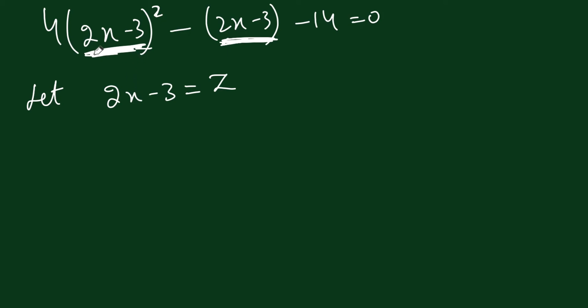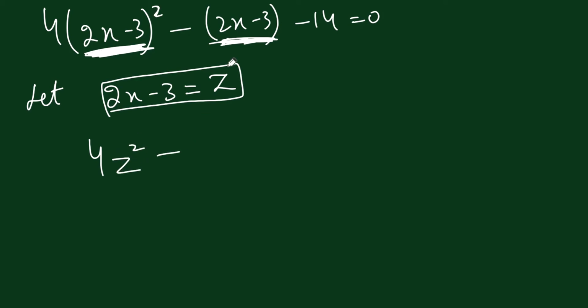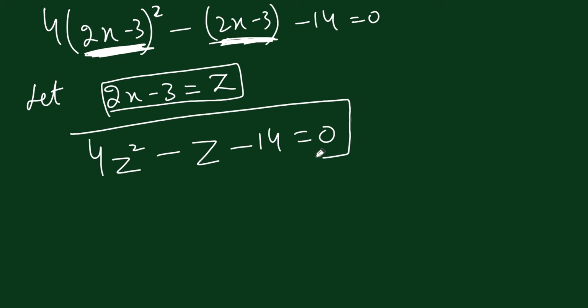But when to do it? When the two brackets or more than two brackets are present in your equation and they are exactly same. You can see 2x minus 3 and 2x minus 3 is here. So I'm saying let 2x minus 3 is equal to z. That means I can write my equation as 4 into (2x minus 3) whole square, but I took 2x minus 3 as z. So in place of 2x minus 3, I'll write z and it has square there. Minus (2x minus 3), here is now z, minus 14 is equal to 0. You can see it became a simple quadratic equation.